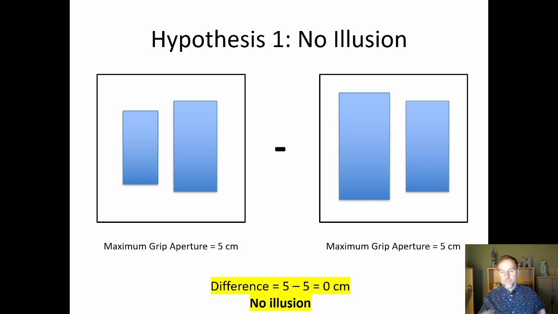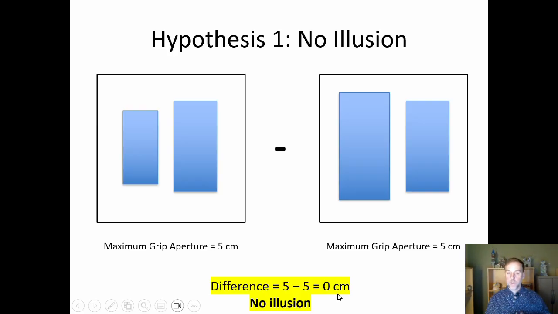Their results, they did a touch of math. We need to cover this, but thankfully it's just a subtraction. What they do is they take your grip aperture in this condition and subtract it from this condition. Now let's say there's no illusion on your movement, and that's what we would predict when you use your dorsal stream. So your grip aperture, let's say here it's 5 centimeters. Over here it's also 5 centimeters because these dominoes are the same size. So we subtract 5 from 5, we get this difference score of 0.